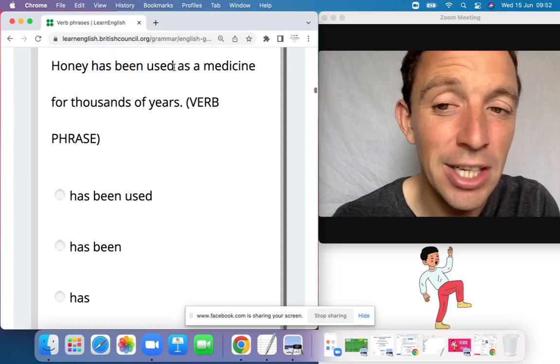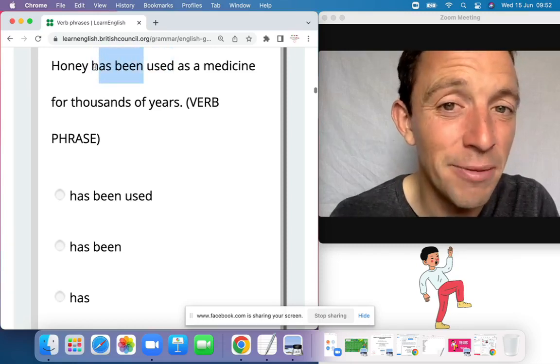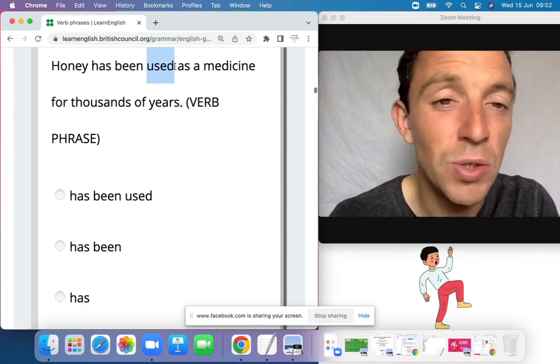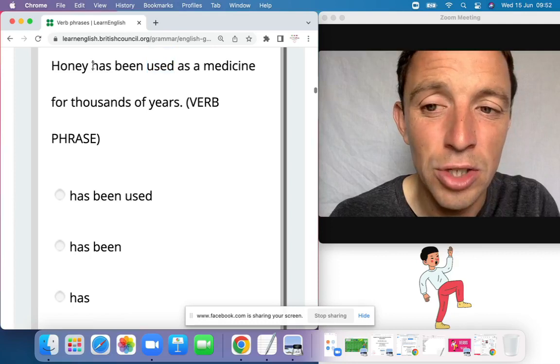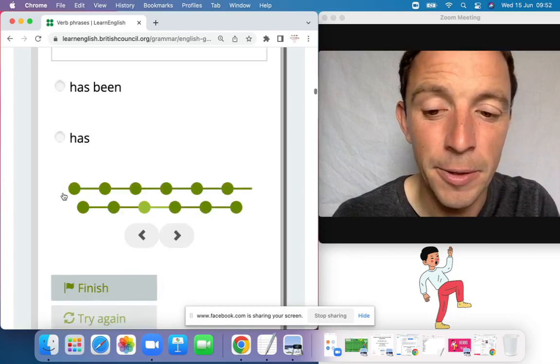But it's connected to the verb to use. So has been, all is the auxiliary verbs, and used is the main verb. And used is in the past participle. So has been used, I think, is the verb phrase. All the verbs together, that is the verb phrase. Next.